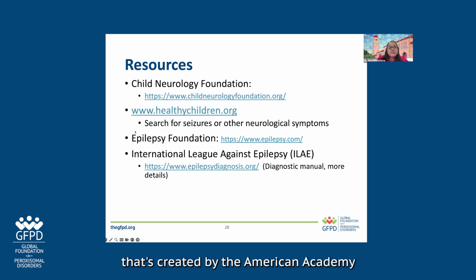Healthychildren.org is a website that's created by the American Academy of Pediatrics, or the AAP. They have patient, parent friendly summaries on seizures, as well as lots of other neurological symptoms that you can search for, as well as additional links.